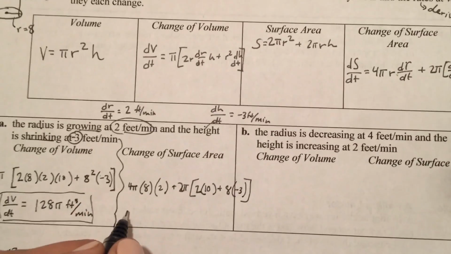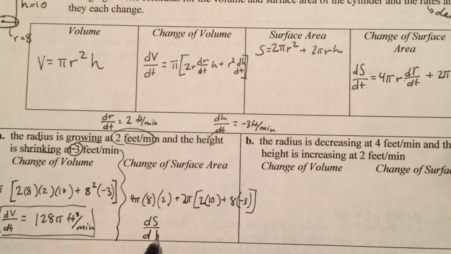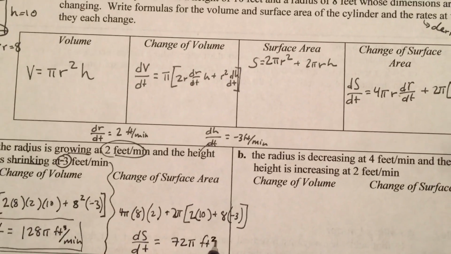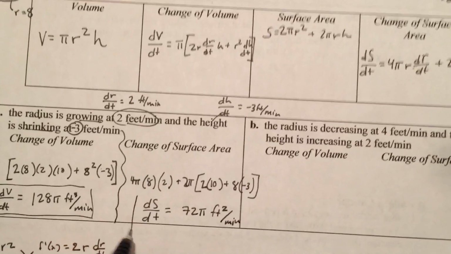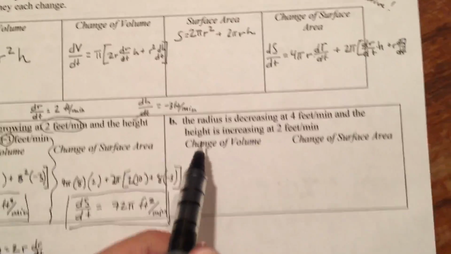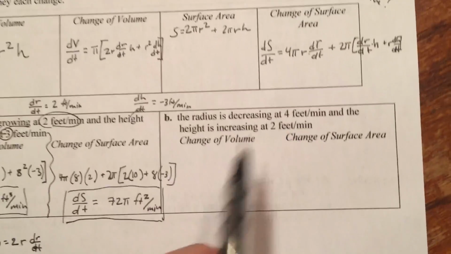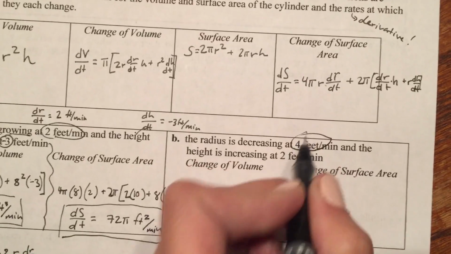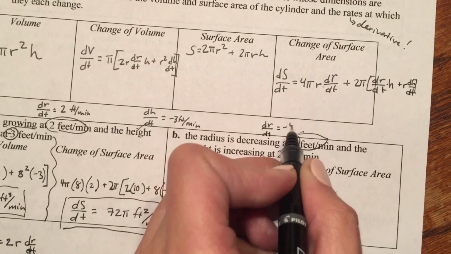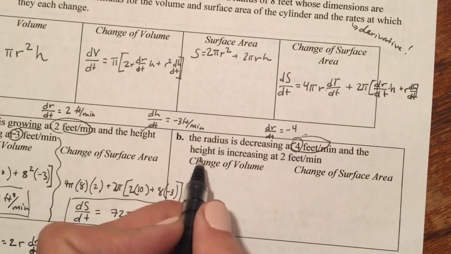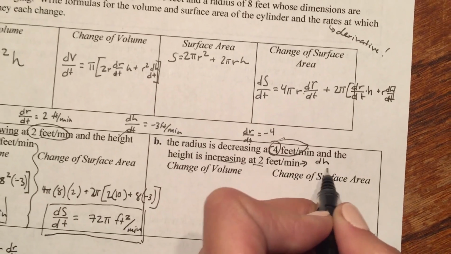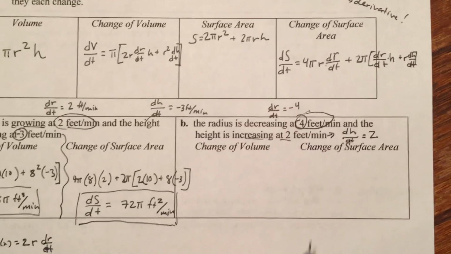And so if we again go ahead and solve this out, we'll get a ds dt of 72 pi feet squared per min, okay? And you can leave it in terms of pi. It's a little prettier, easier to read, okay? So we'll go ahead and do that same thing for this. Radius decreasing 4 feet per minute. All right, well, that just means that now this is going to be negative 4, right? And that's saying that now our dr dt is negative 4 feet per minute, all right? And then our height is increasing at 2 feet per minute. So that tells us that dh dt is going to be 2 feet per minute, positive, okay?